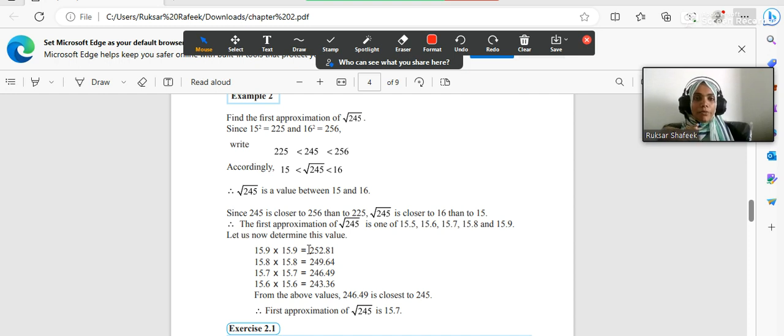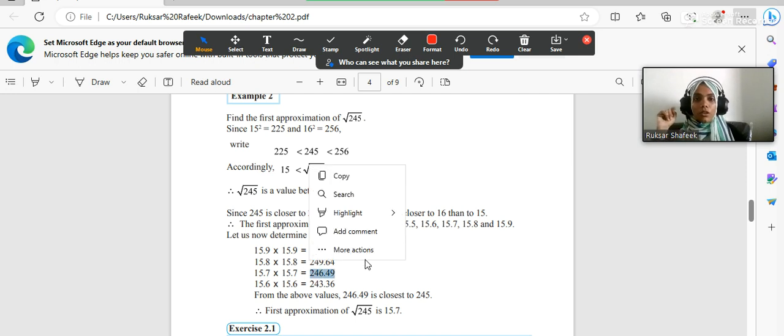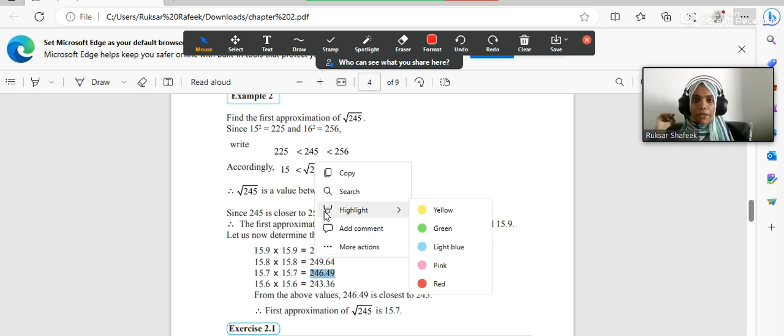So 15.9 multiplied by 15.9 is giving us 252.81. We needed 245, so definitely that's not something close. So maybe we can look at a number less than that. 15.8 times 15.8 is 249.64. Maybe it can come in, but let's move to another number. So 15.7 and 15.7 is 246.49. Oh, that's really close to the number that we want. So we highlight this, or we keep this as a possibility.